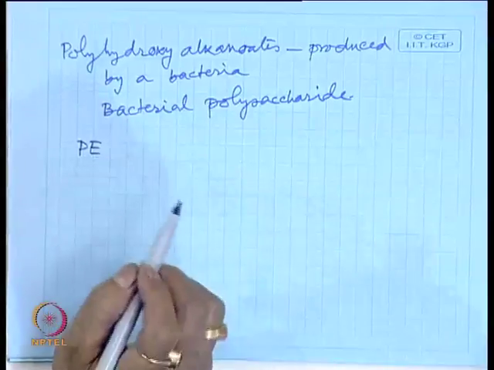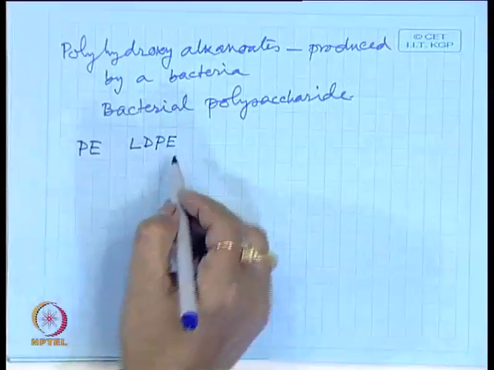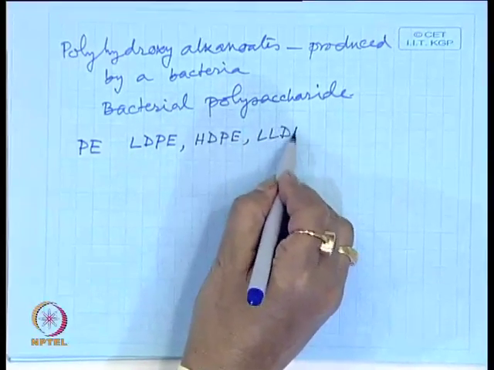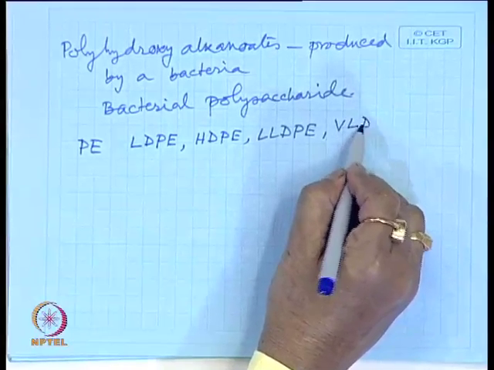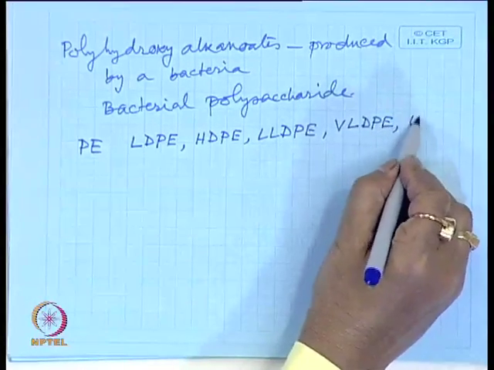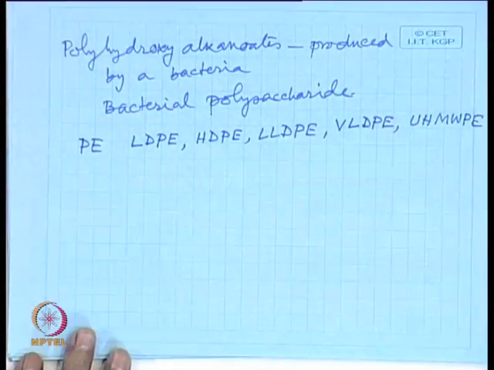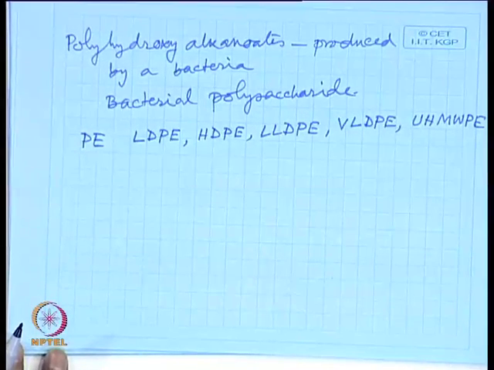Plenty of examples can be cited. Say polyethylene, this is the first example, PE. There are various grades of polyethylene: low density polyethylene, high density polyethylene, linear low density polyethylene, very low density polyethylene, and ultra high molecular weight polyethylene. You see, a large number of grades are possible from polyethylene.